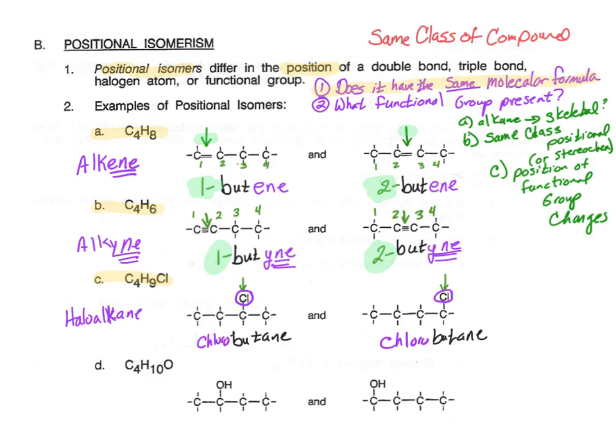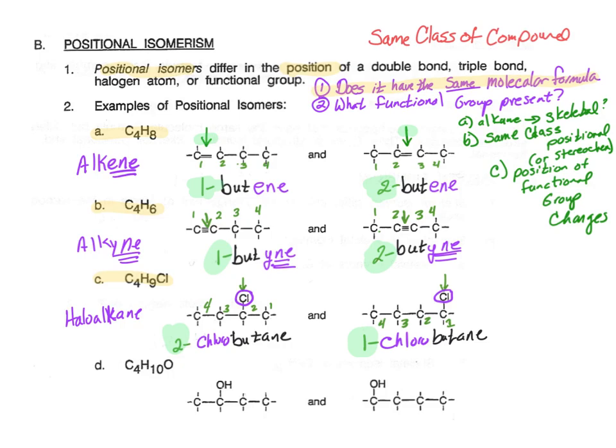Now let's see what position it is. On the first one, it's on number 2. Make sure you count backwards to give the lowest number you can for the chlorine. And on the second one, it's on number 1. So we have a 2-chlorobutane and a 1-chlorobutane. Those two are positional isomers.